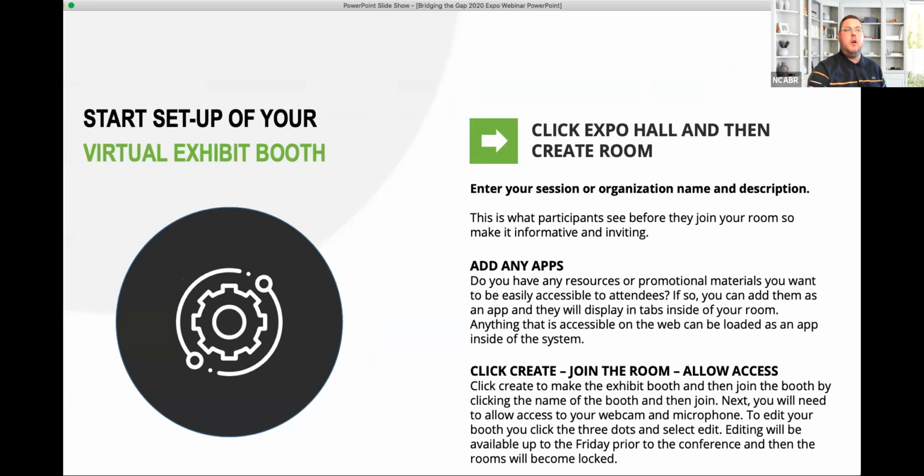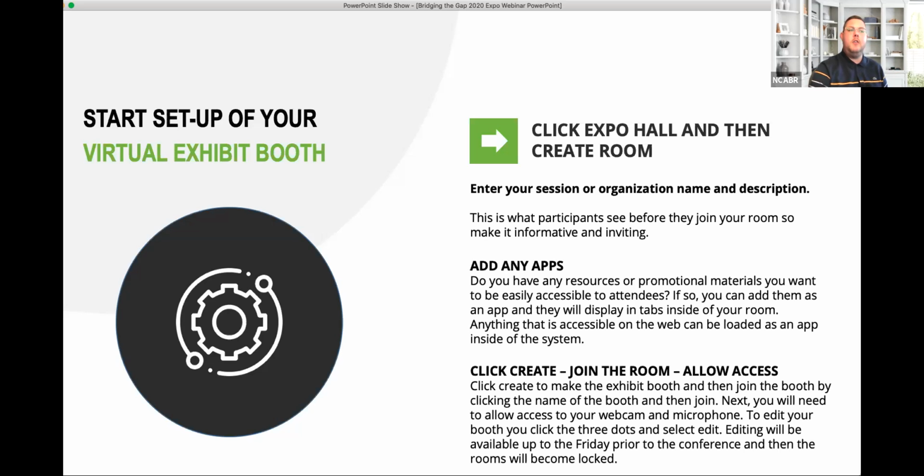Once you're logged in to the exhibit hall and you've created your account, the next step is to set up your virtual exhibit booth. This is a fairly easy process. You're going to click Expo Hall, and then you're going to click Create Room. This will open up a new window, and you'll enter your session or organization name and description. This is what participants will see before they join your room or table. So try to make it informative and inviting so it encourages people to actually enter your room.